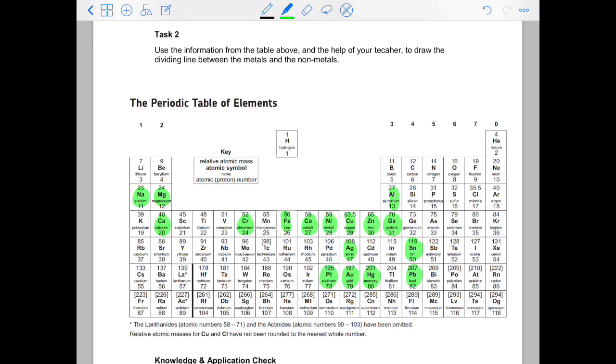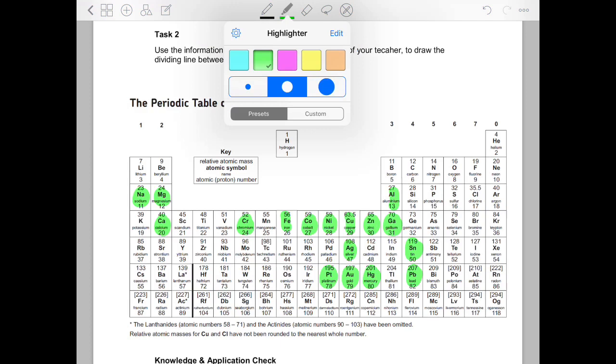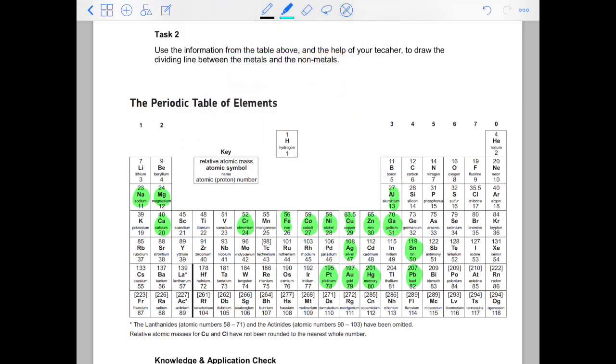All right, so now let's switch our color and look at nonmetals. So oxygen was the one I talked about already.